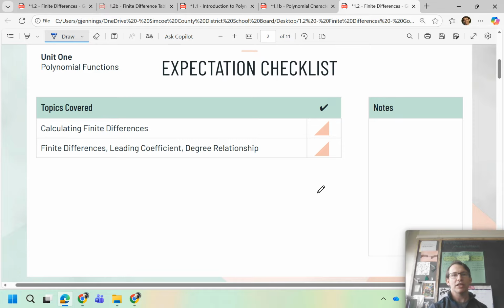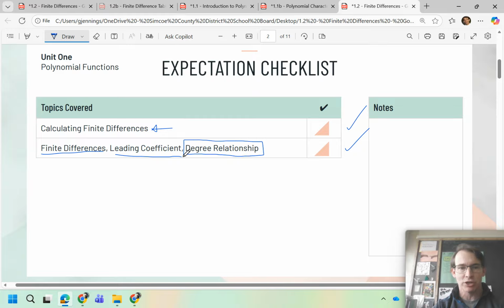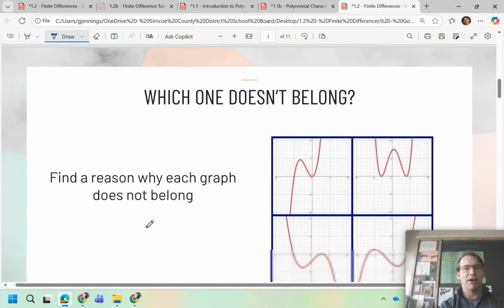Okay, so here are the things that you want to check for yourself and make sure that you can do by the end of the lesson: you can calculate and find the finite differences for a given polynomial from a table of values, and you can also see the relationship between these finite differences and the leading coefficient, and the relationship with the degree of the function. So we saw on Friday that leading coefficient and degree really are important for getting a good sketch or understanding what this polynomial is up to as it goes towards infinity and even its behavior around its roots. We're going to also add finite differences today.